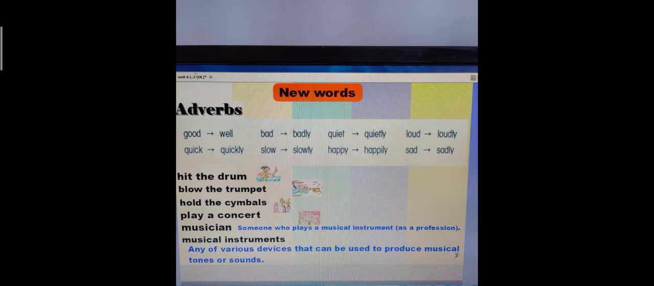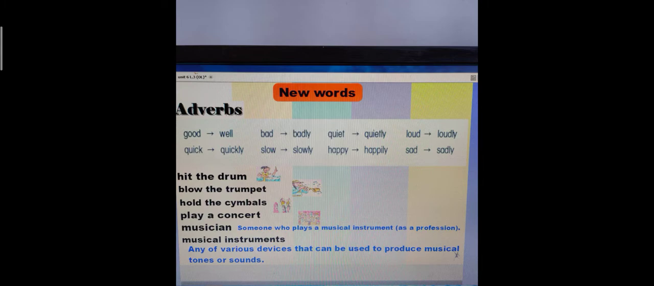Here we have lesson 3. We have some adverbs and how to change from the adjective to the adverb. Here we have good, well, bad, badly, quiet, quietly, loud, loudly, quick, quickly, slow, slowly, happy, happily, sad, sadly. Commonly, we add ly to the adjective to get the adverb. But in the first case, we have good, well, and this is irregular. Bad, badly, add ly. Quiet, quietly. Loud, loudly. Quick, quickly. Slow, slowly. But happy, because happy ends in y, we cancel the y and add ily. Sad and sadly.